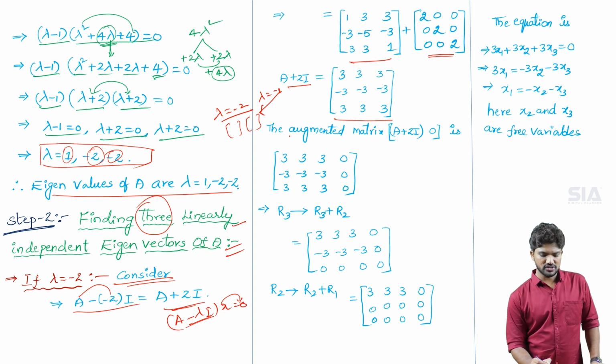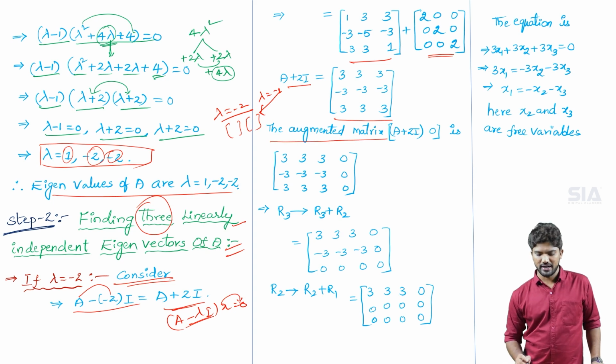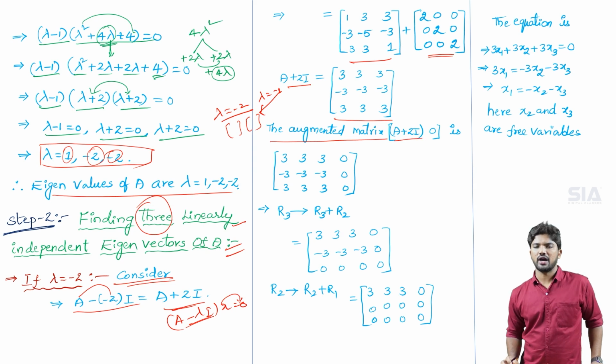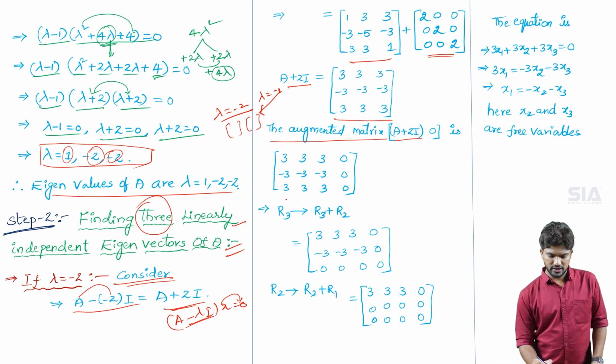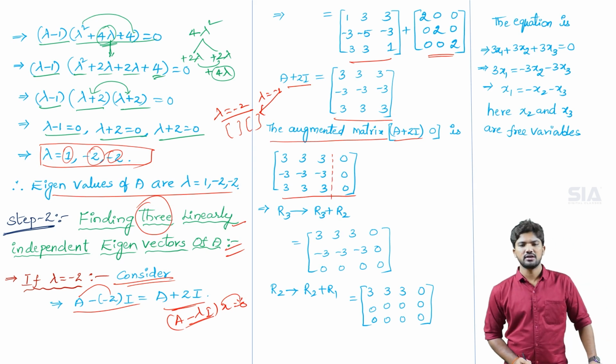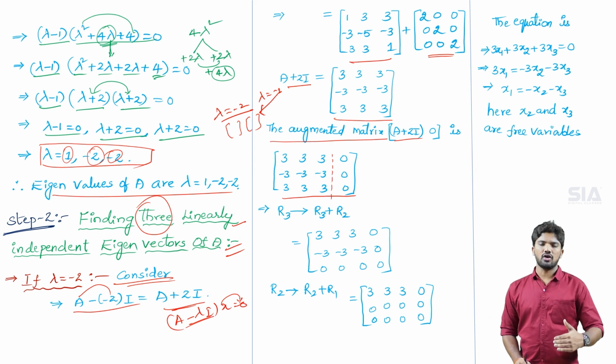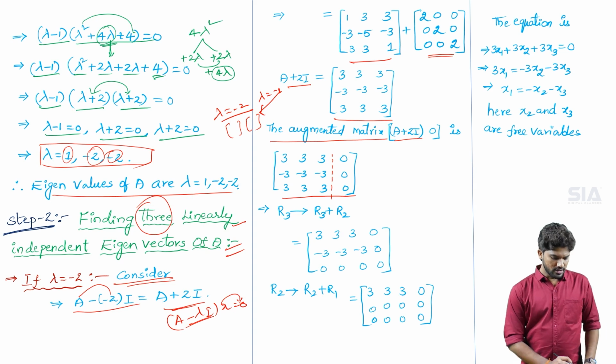So for this matrix, to find the eigenvector, the augmented matrix is given by [A plus 2I | 0]. So this one is the augmented matrix. Also you can keep some dotted lines in this format if you have time, because for any augmented matrix we can separate the two matrices with a dotted line.